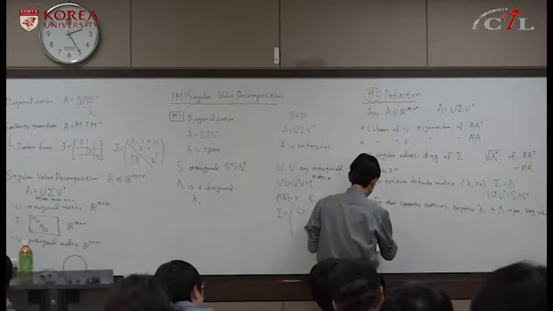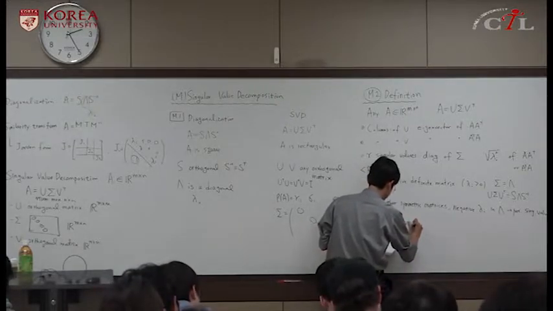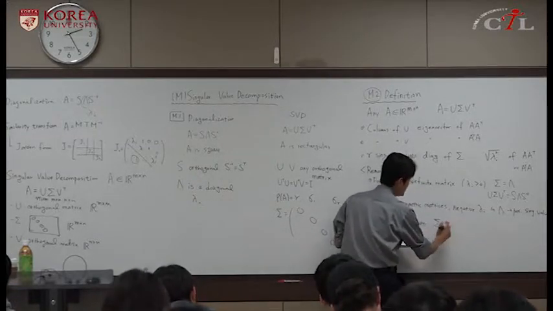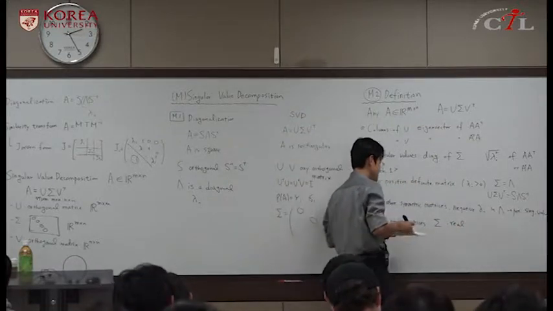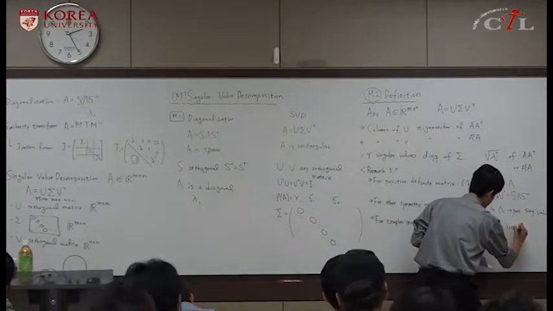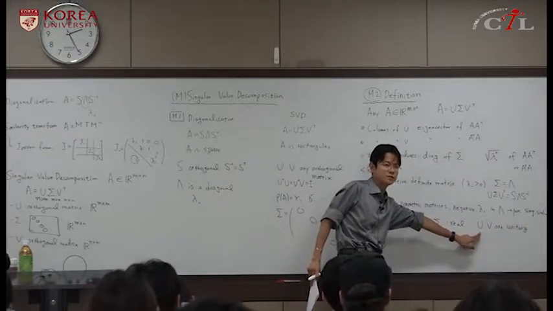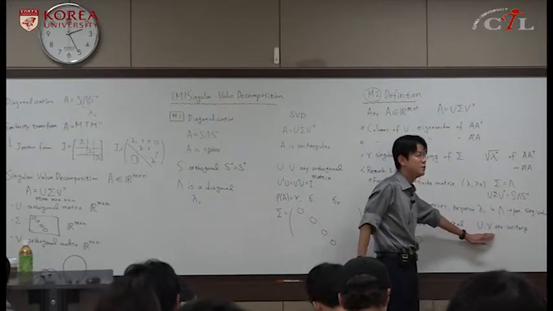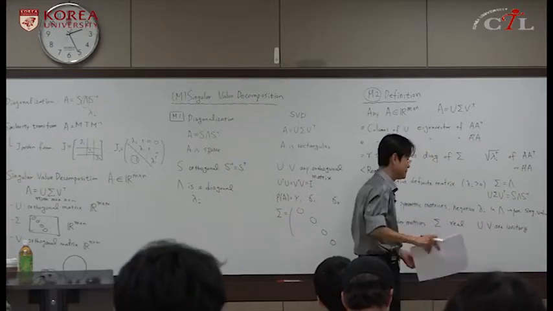For complex matrices, the singular value remains real, but U and V become unitary. Unitary is the complex version of an orthogonal matrix. In the real domain it is an orthogonal matrix. If it's complex, then it's a unitary matrix.